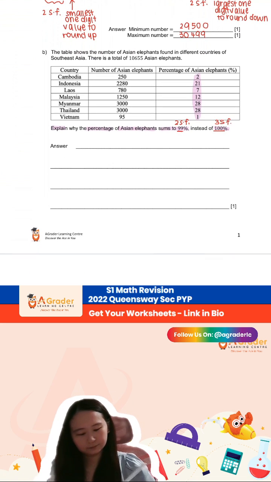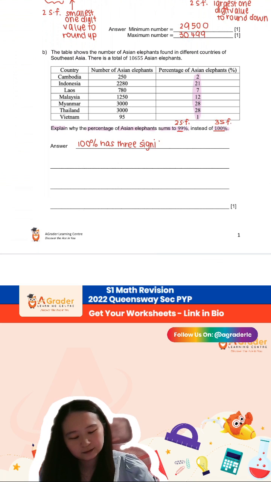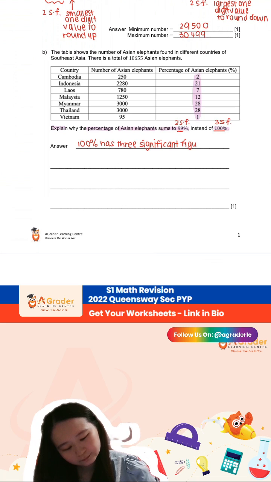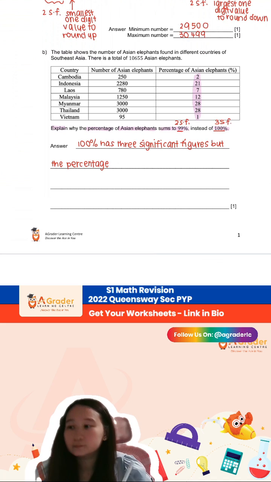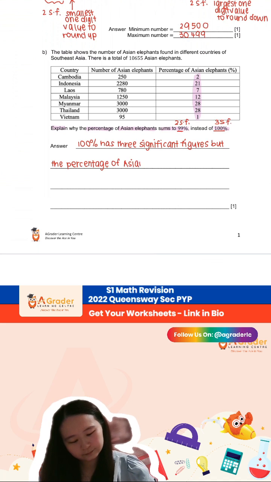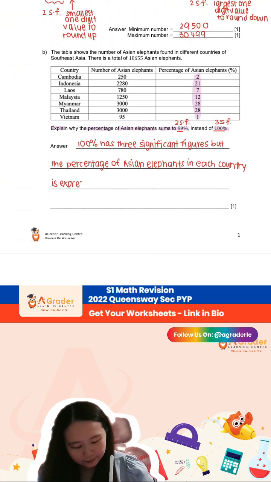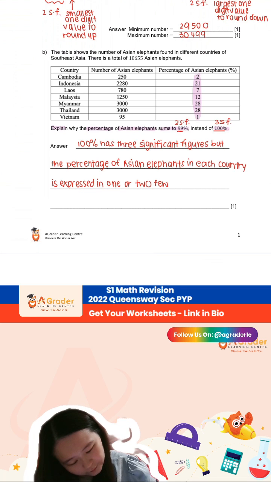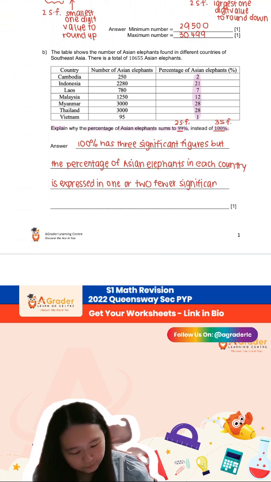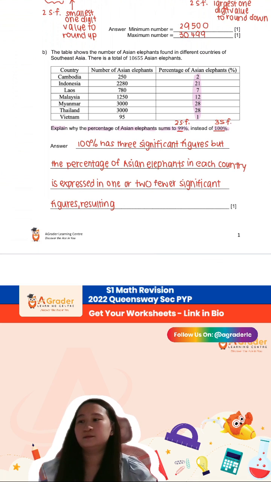So 100% has three significant figures, but the percentage of Asian elephants in each country is expressed in one or two fewer significant figures, resulting in rounding errors.